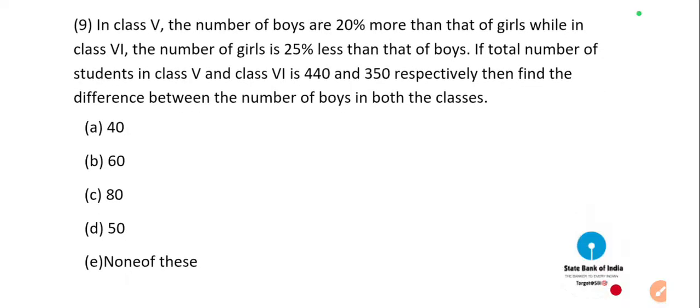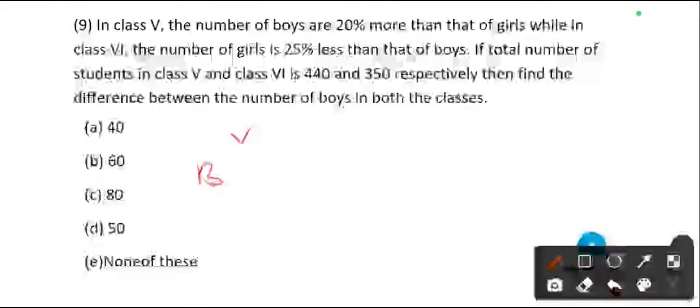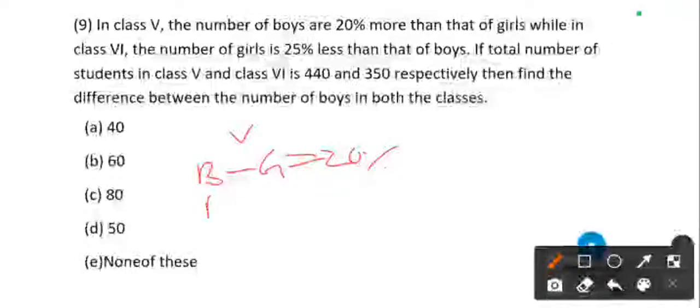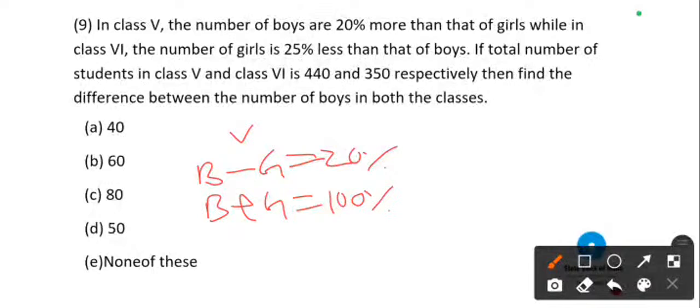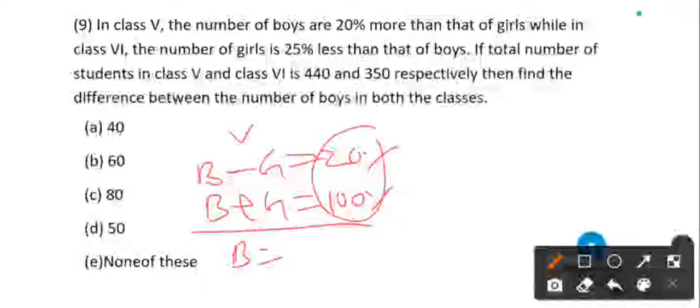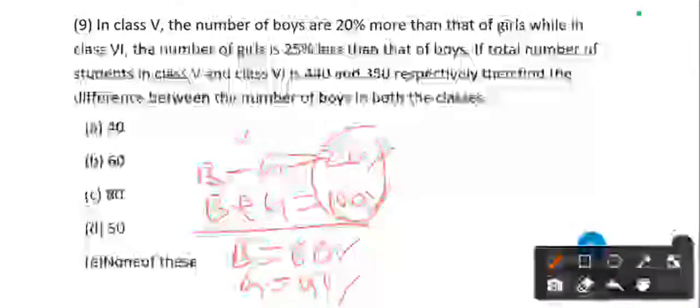Next one, ninth question. In class 5, the number of boys are some percentage more than the girls. So B minus G is 20%. Total B plus G will surely be 100%. So from this we can say that the B value will be the sum of these two divided by 2, which will be 120 divided by 2, which will be 60. Girls will be 40. These are the percentages of boys and girls in class 5.